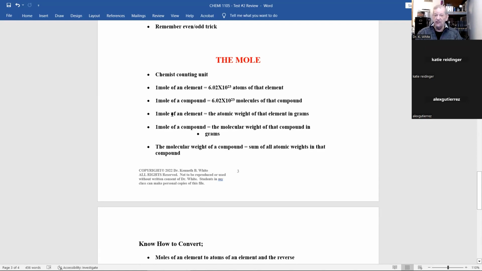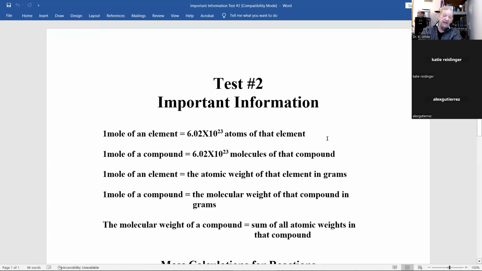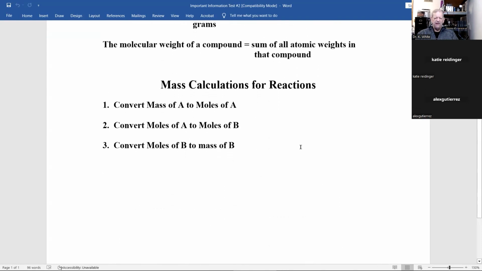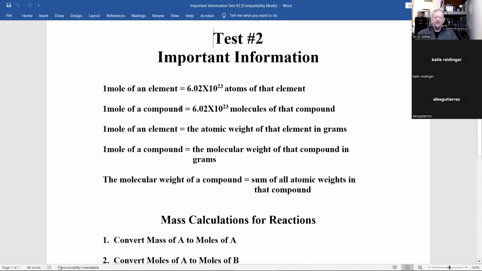Now, in the past, years ago, if you were in my 1105 class, you would have to memorize this. But as I mentioned in the videos, a number of years ago, a faculty member challenged me: are you testing people's memory and their knowledge of chemistry, or just their knowledge of chemistry? And I realized I was testing memory and knowledge. Now, important information, test number 2, this will be at the last page of test number 2.